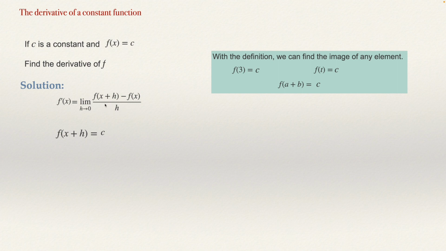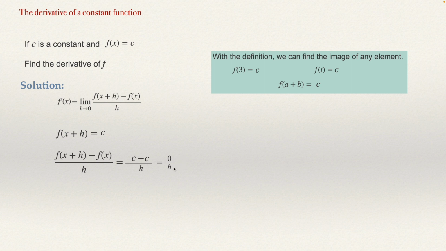So when I go and compute this ratio here, f of x plus h minus f of x over h, the only thing that I need to do is just make a substitution. The image of x plus h is c, so I'm going to type c, minus the image of x, the image of x is c, so it will be minus c. Everything divided by h. And I know that c minus c is 0, so it will be 0 over h, and this is 0 or whatever number if h is different than 0, so that will be 0.